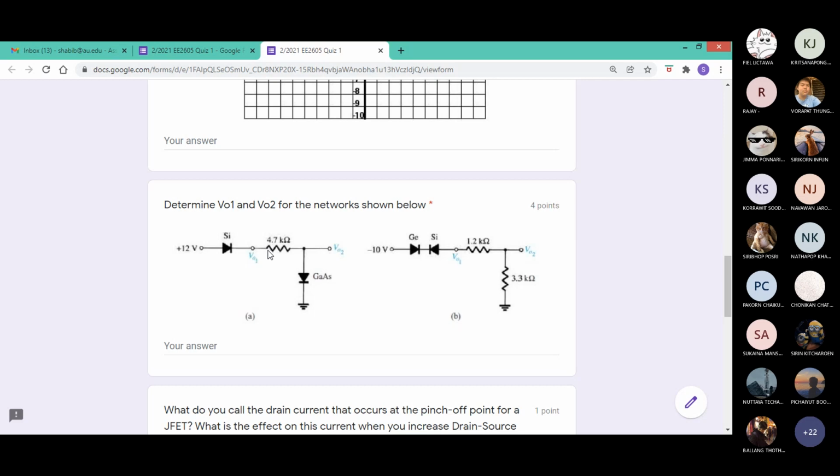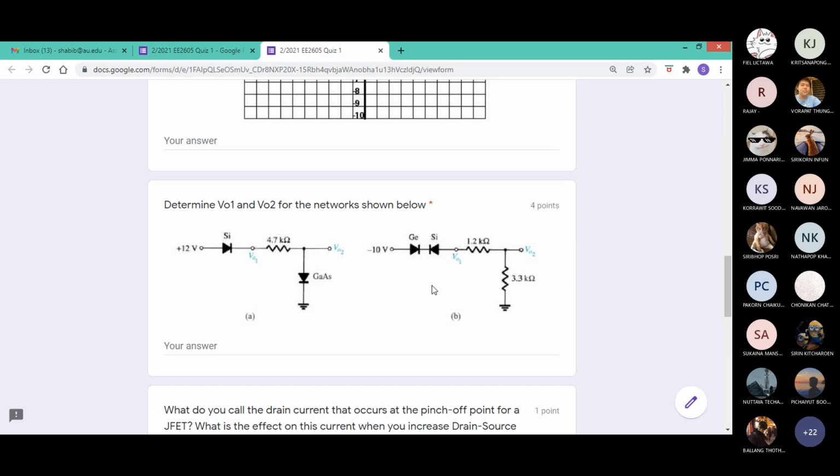Most of you got it right. And then there'll be current passing through. When the current passes through, polarity is plus minus. Gallium arsenide is possibly also on. So this one is 1.2 when it's turned on. VO2 is just from this to ground. It is 1.2.